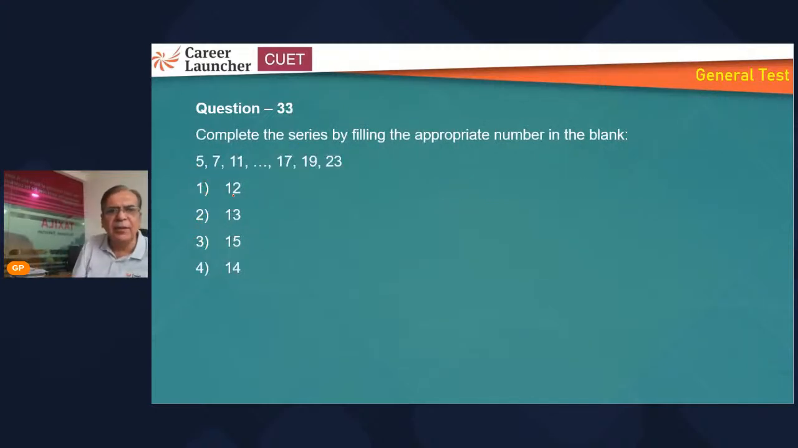Complete the series by filling the appropriate number in the blank. So 5 plus 2 is 7, 7 plus 4, 17, 2, 4. Okay, so 5 plus 6 is 11, 11 plus 6 is 17, 17 plus 6 is 23. This is plus 3. And this is 7, something here. So what will it be? The number between 7 and 19, the midpoint of 7 and 19, and 7 and 26, so this should be 13. Alternately, 5, 7, 11, 13, plus 2, 13. So question 33 also.